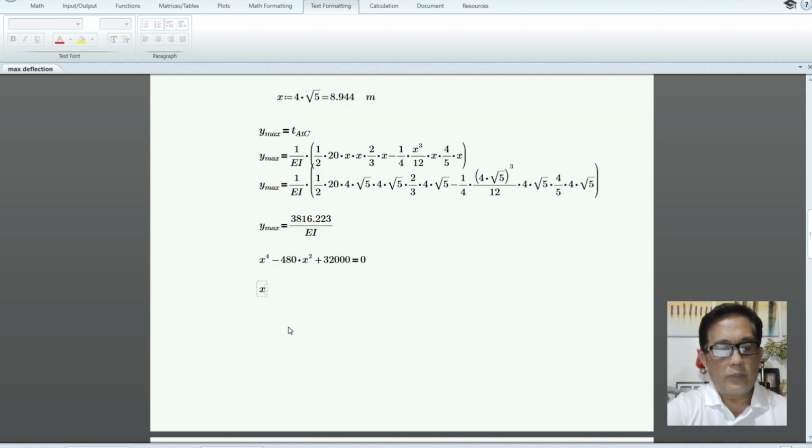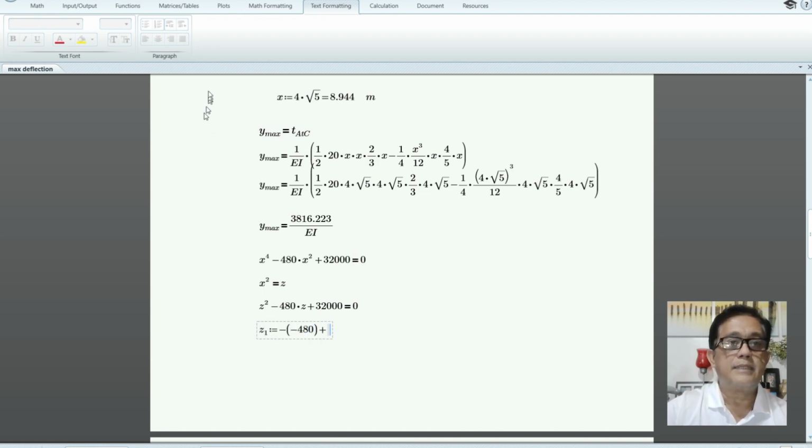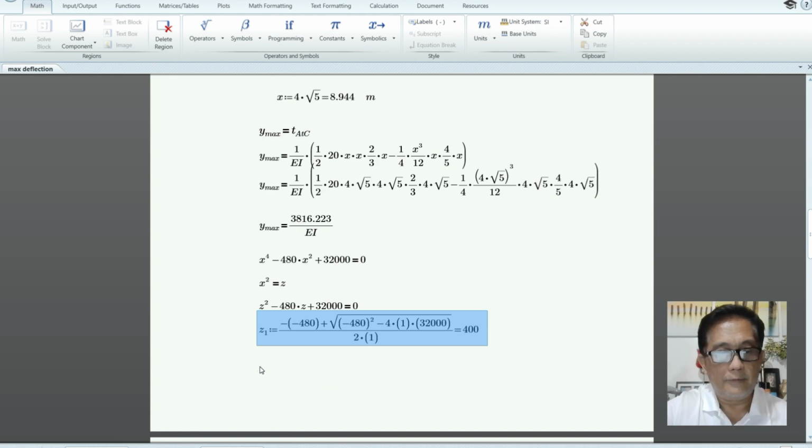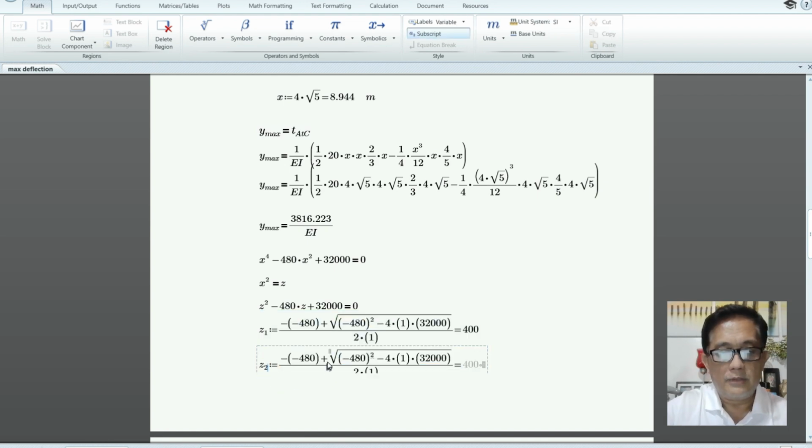We will let x squared equal to another variable, let's say z. So this equation becomes, this becomes z, while this becomes z squared. Now we can use the quadratic formula. Say z sub 1 equals the negative of b, which is negative 480, plus the square root of b squared minus 4 times a times c all over 2 times a. And this is equal to 400. Then using the negative radical, let's call this z2. This will be negative, and our answer is 80.